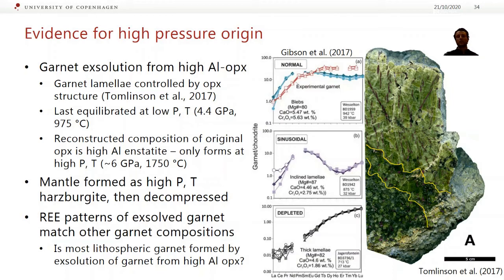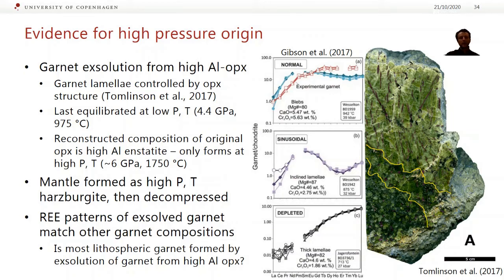So at the top is what they call a normal pattern, and this is normal because for a garnet you'd predict it to be pretty enriched in heavy rare earth elements because they're compatible in garnet, and very depleted in light rare earth elements. So they found these normal patterns in the exsolved garnets, and these are very common in xenocrysts in kimberlite and xenoliths from cratons all over the world.